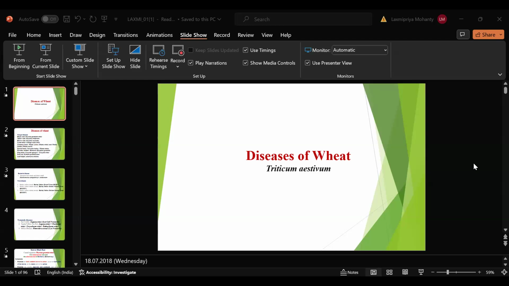The first question is, what are some common diseases that affect wheat and mustard crops? In wheat, we can see rust diseases. Yellow rust arrives first, then brown rust, and then black rust. Smut diseases can also be seen.